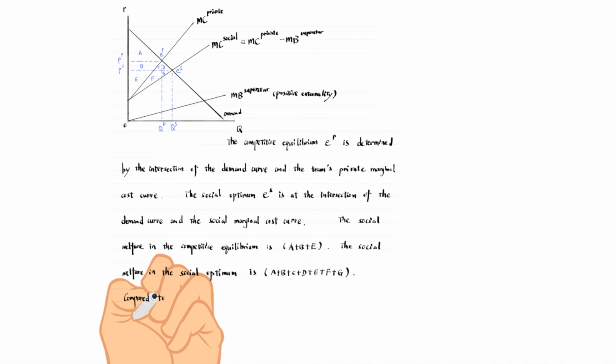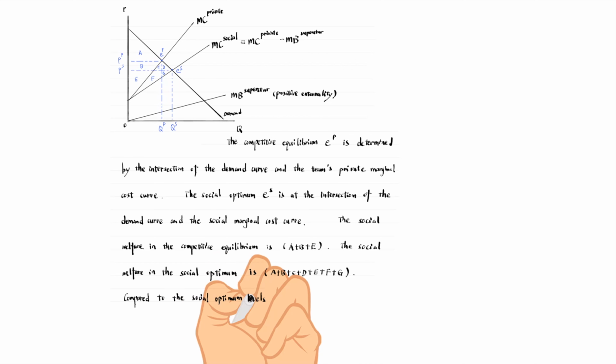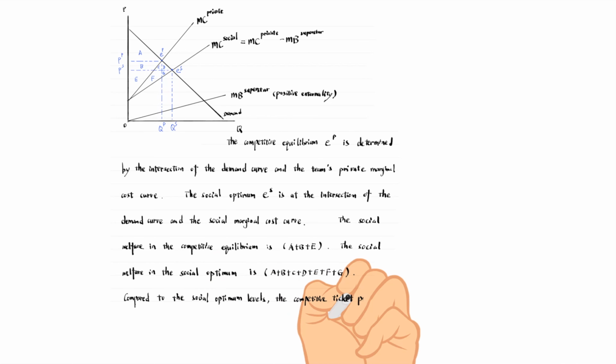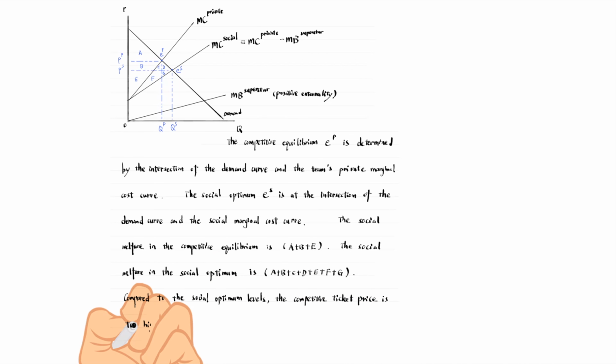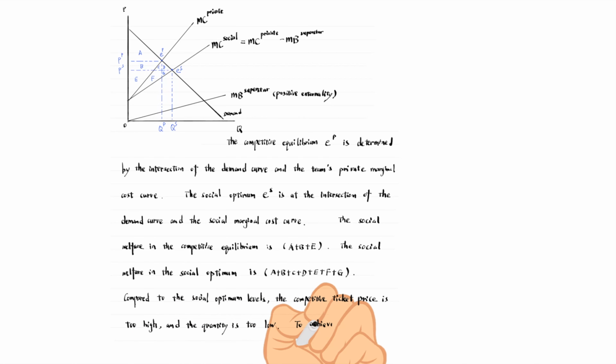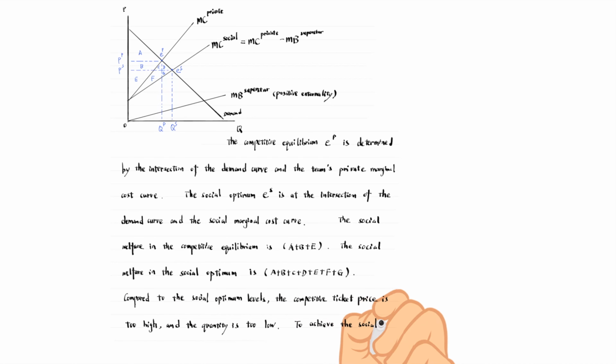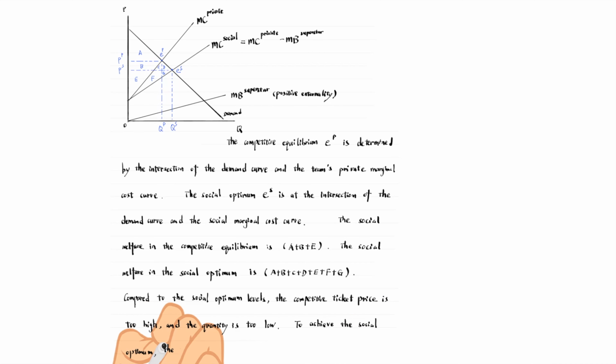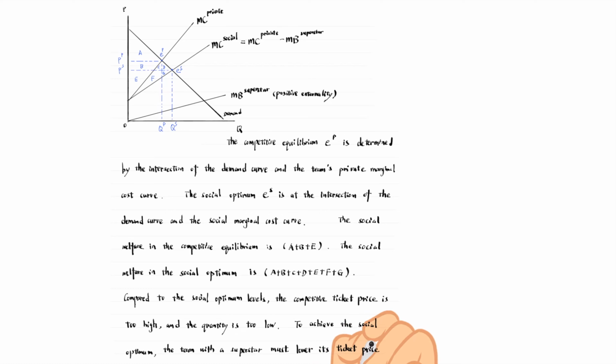Compared to the social optimum levels, the competitive equilibrium market price is too high, and the equilibrium quantity is too low. To achieve the social optimum, the team with a superstar can lower its market price to the social optimum level.